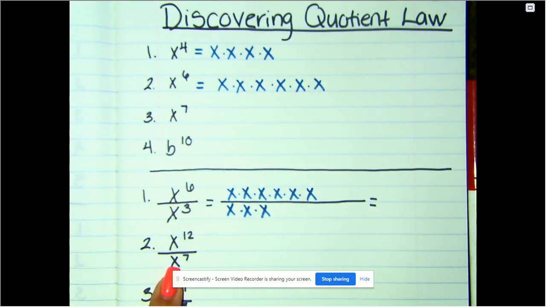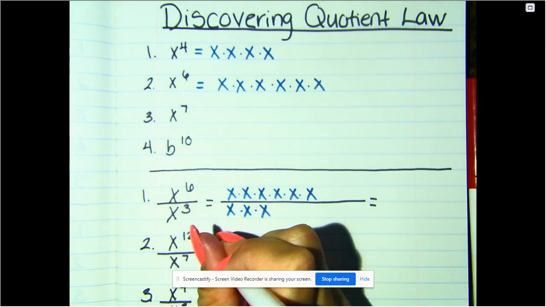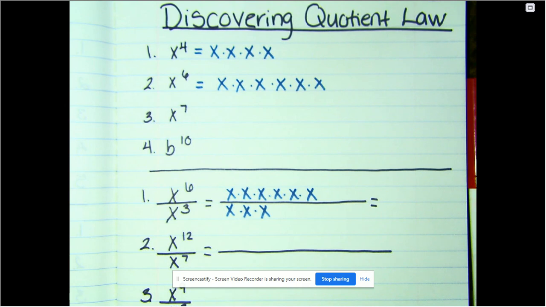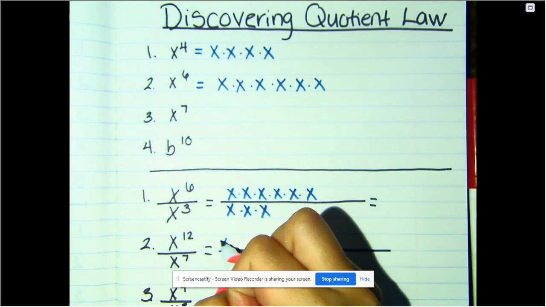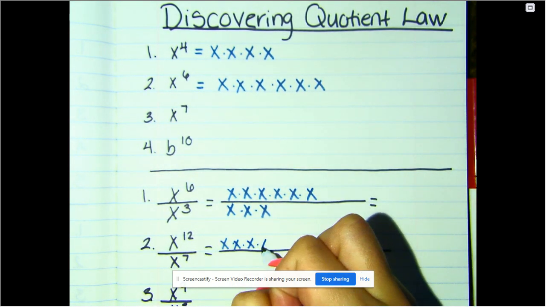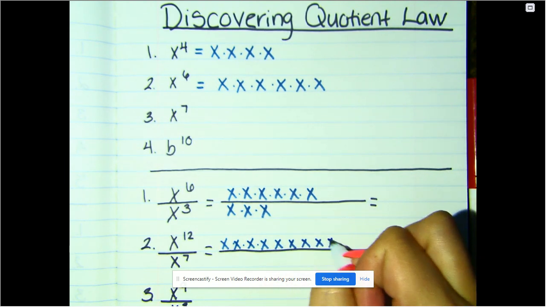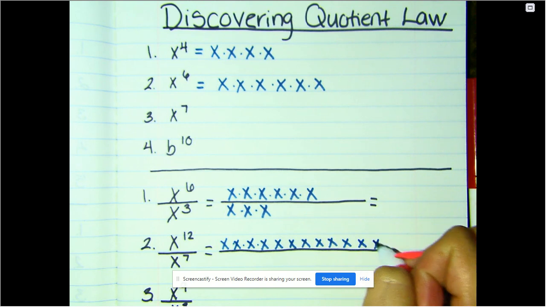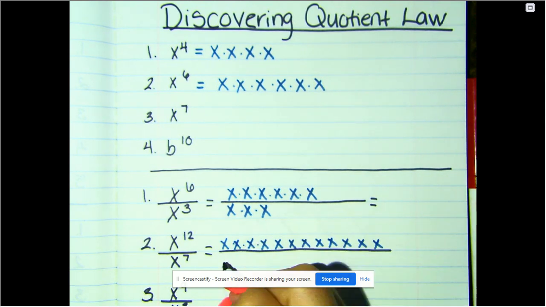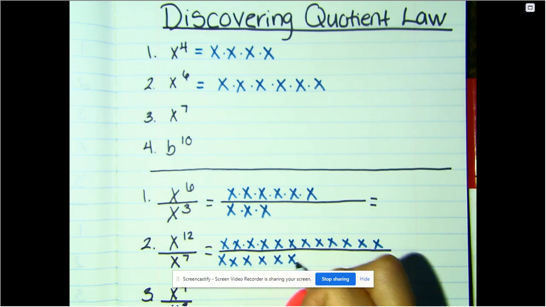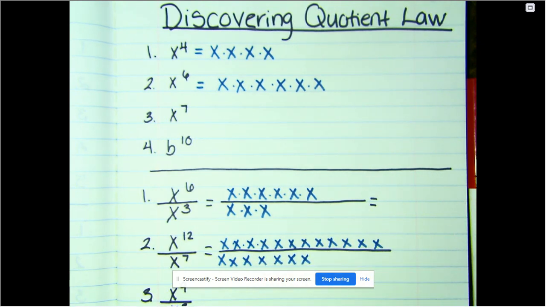Okay, number 2. All we need to do is write out 12 x's on the top. 1, 2, 3, 4, 5, 6, 7, 8, 9, 10, 11, 12. Okay, and then 7 on the bottom. 1, 2, 3, 4, 5, 6, 7. Okay, you're going to continue that concept for 3 and 4 as well.